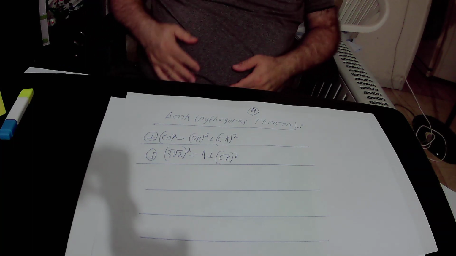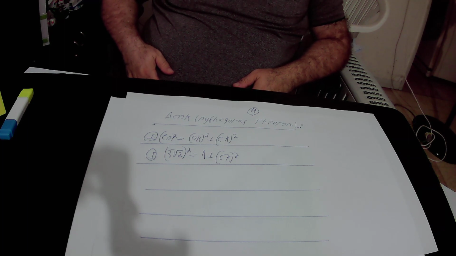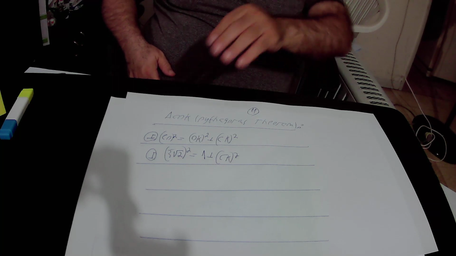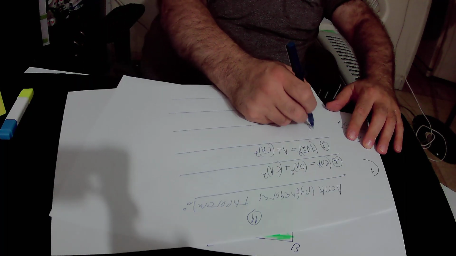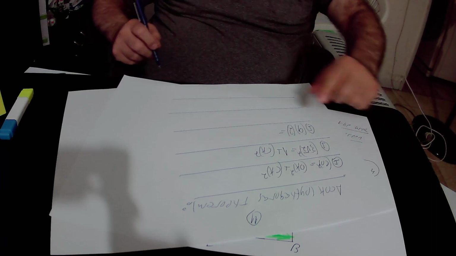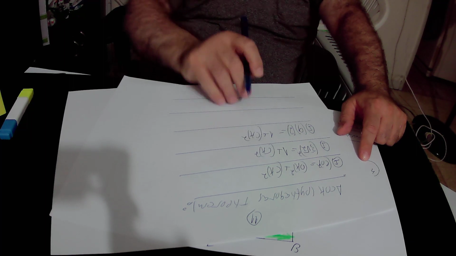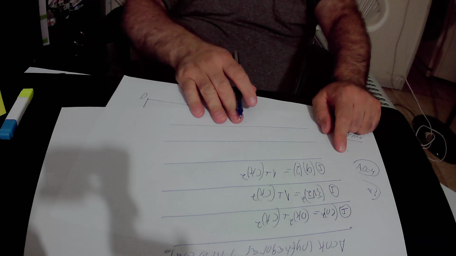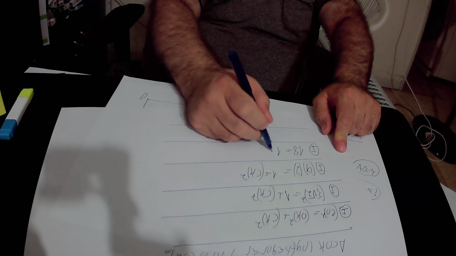3 times square root of 2 square: it's actually 3 square, which is 9, and square root of 2 square is 2. So in conclusion, 3 times square root of 2 square is 9 times 2. So 9 times 2 equals 1 plus CK square. Here, 9 times 2 is 18, so I'll write it down. So 18 equals 1 plus CK squared.